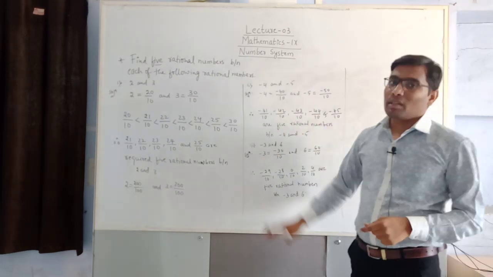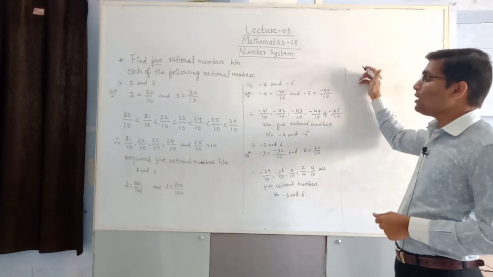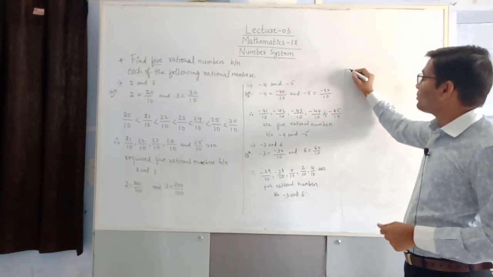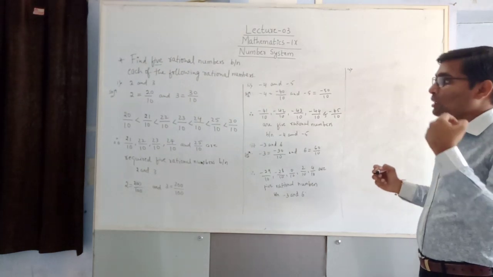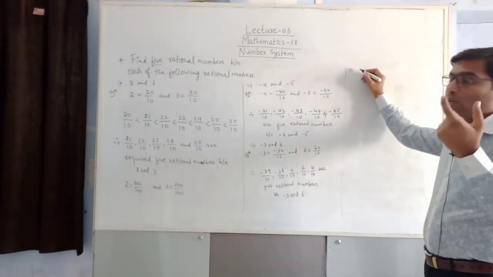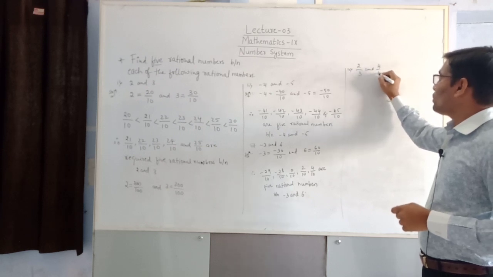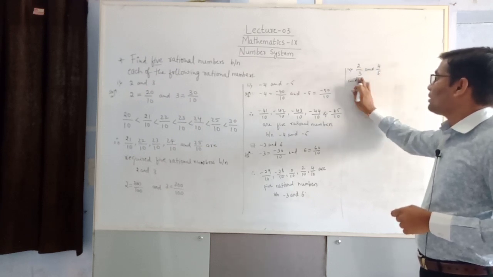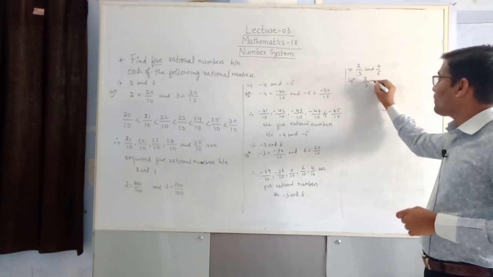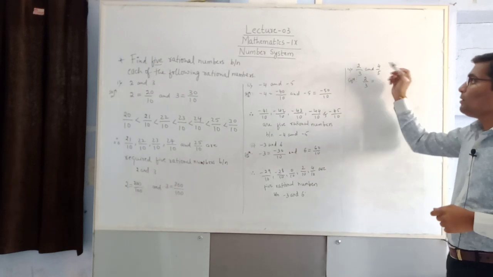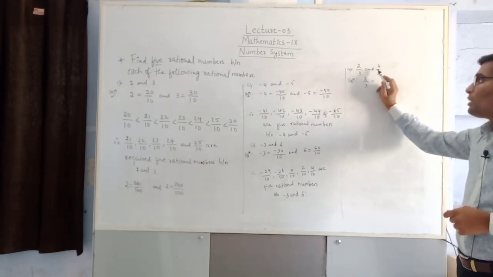These are the problems related to integers. Now we will discuss how to find rational numbers when both are fractions, or both are rational numbers in the p by q form. Let's take one example, 2 by 3 and 4 by 5. Now the solution. Here both are already in the p by q form and the denominators are not the same.